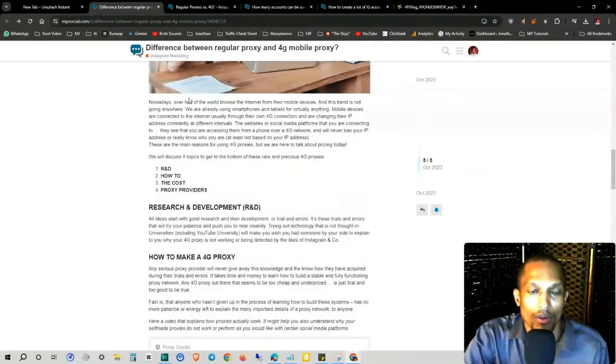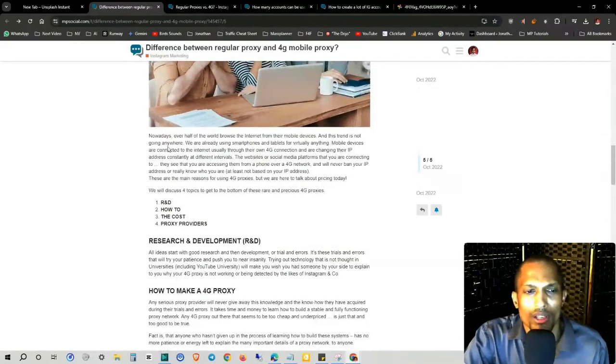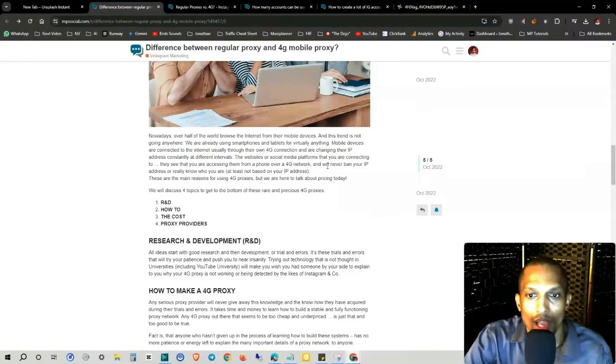Nowadays, over half of the world browses the internet from their mobile devices, and this trend is not going anywhere. We're already using smartphones and tablets for virtually everything. Mobile devices are connected to the internet usually through their own 4G connection and are changing their IP address constantly at different intervals. The websites or social media platforms that you're connecting to, they see that you're accessing them from a phone over a 4G network and will never ban your IP address or really know who you are, at least not based on your IP address.